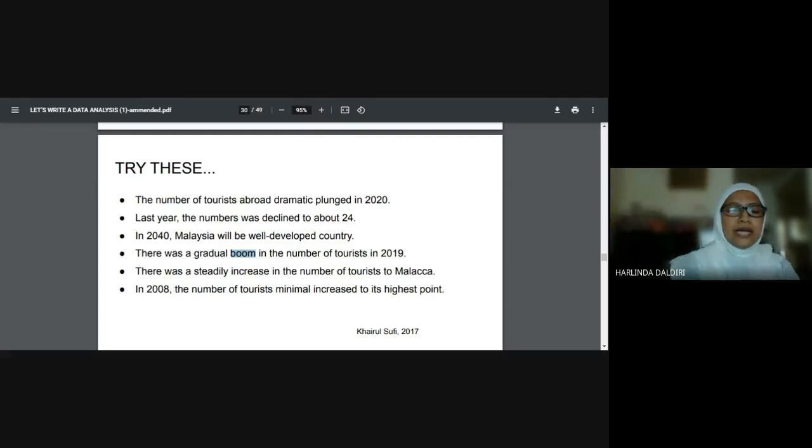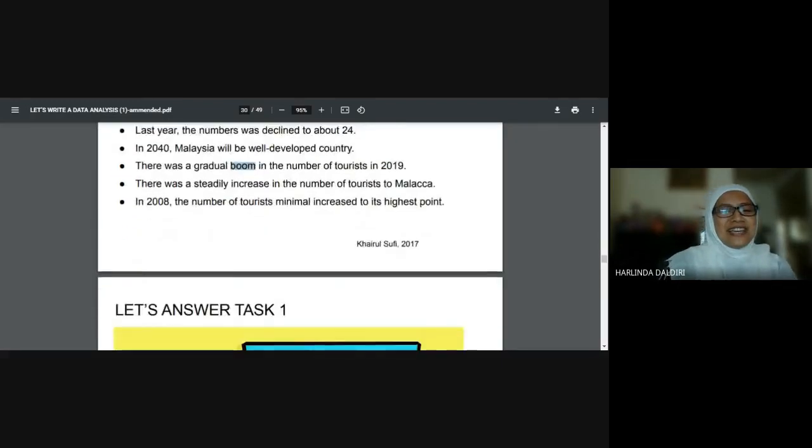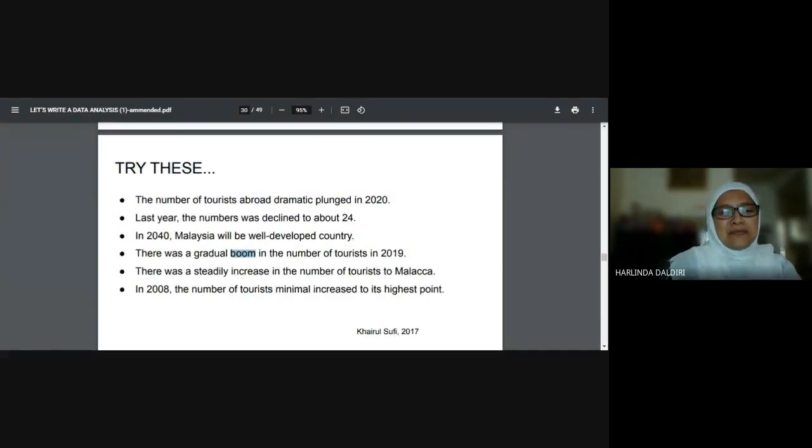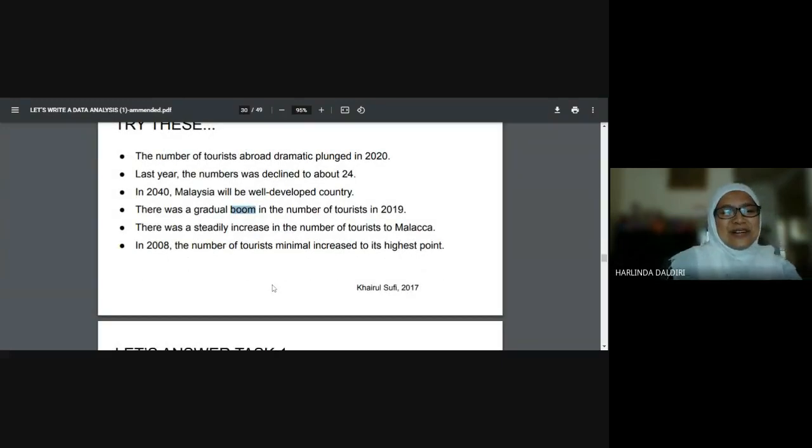It's a boom. "There was a steadily increase in the number of tourists to Malacca." Where is the error here? Steadily should be steady, a steady increase. Yes, very good, correct. Inshallah you will exit from Cillc this semester, sister, because you understand there is a mistake here, and the mistake is steadily. Last one. Who wants to exit Cillc? You must try the last one.